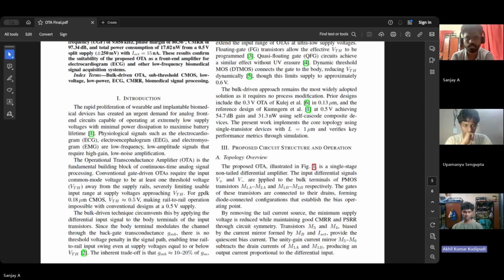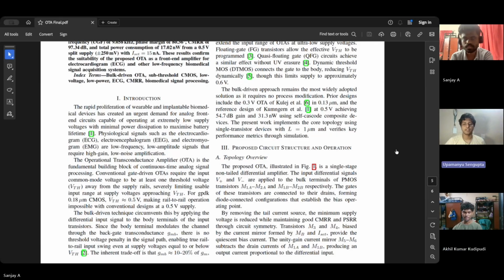So the question becomes, how do you make an OTA work when the threshold voltage is the same as the entire supply? That answer is what this entire project is about. And Sanjay will go deep into the circuit level solution. But first, let me hand over to Upmanyu, who will tell you exactly why solving this problem matters in the real world. Thank you, Akhil.